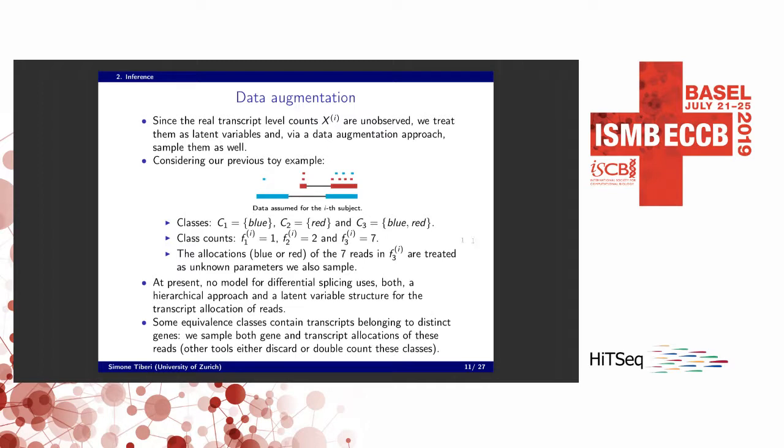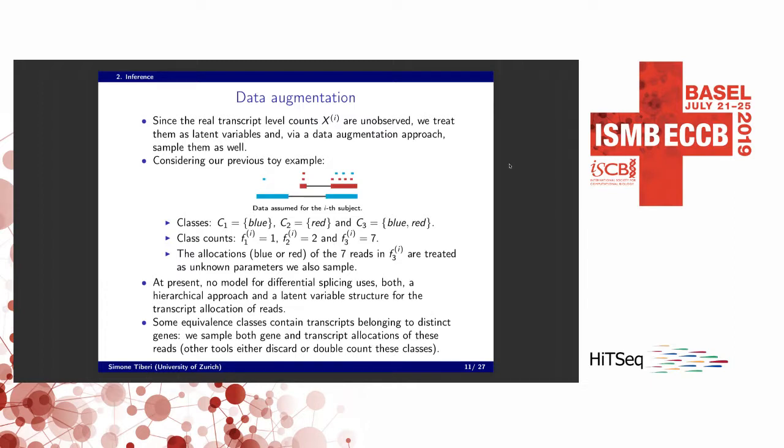So in practice, what we do is fairly simple. We simply sample the allocation of these 7 reads to the blue and red transcripts. And a key thing about our approach is that, as I told you, there are several methods for differential splicing, but none of them at the moment uses a hierarchical approach that allows for sample-specific proportions and at the same time a latent structure for the allocation of reads to the transcripts.